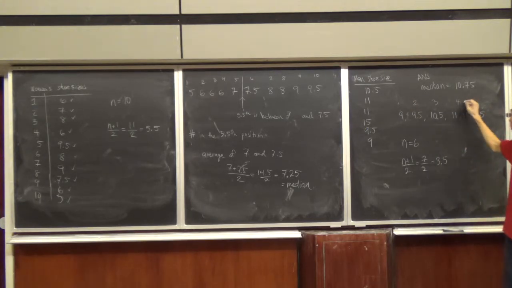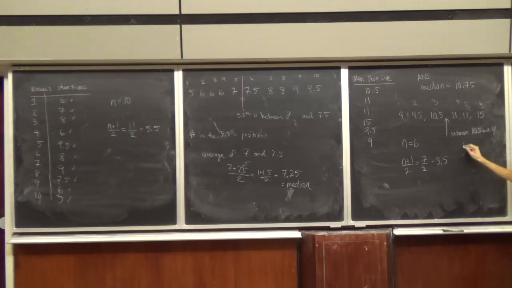I label these 1, 2, 3, 4, 5, 6. I'm going to take the number between third and fourth place. Okay, if I could just ask you guys to be quiet as I go over the answers here. 3.5, between 10.5 and 11, so I add these two together, divide by 2, and they get 10.75. Is that okay? Sorry, it says 3.5, so the third place number is 10.5. Fourth place number is 11.